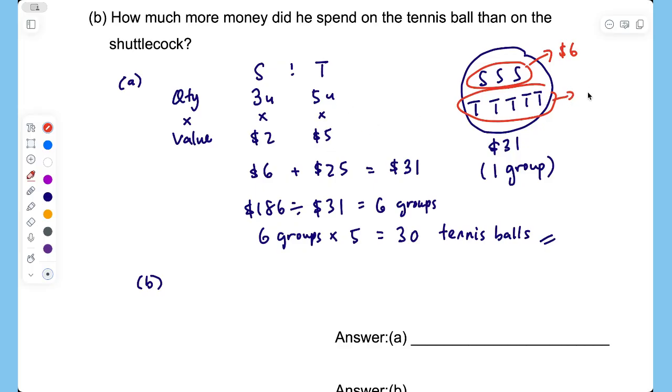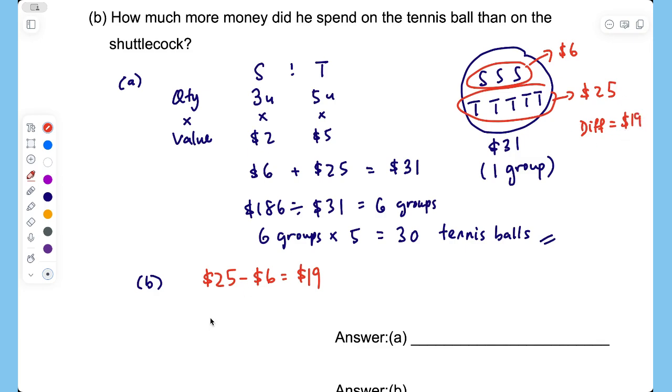That gives us $25. So what is the difference? The difference will be $25 minus $6. That gives us $19. So in one group, the difference between the tennis balls and the shuttlecock will be $19. Okay, the difference is $19 in one group.